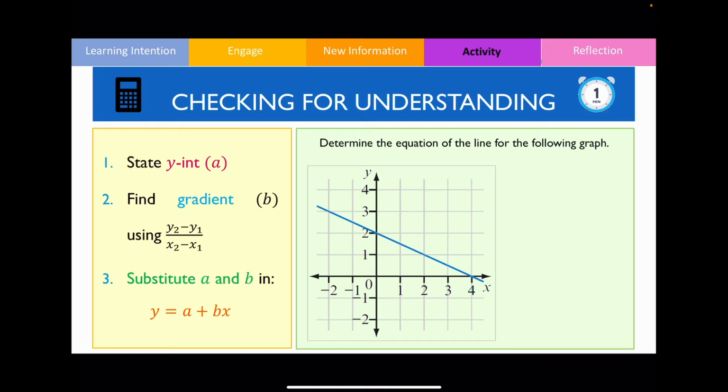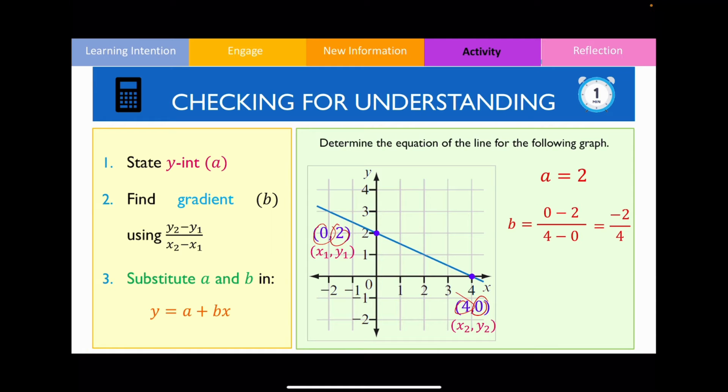If you have done this question correctly, you should have stated that the y-intercept value is going to be equal to 2. In order for me to find out my b value, the gradient, I'm going to identify another coordinate on the straight line. So I'm going to be using this value over here, but you may have used a different value. So after I've done this, I'm going to label as x1, y1, x2, y2 to find the gradient. So it's going to be 0 minus 2 over 4 minus 0.